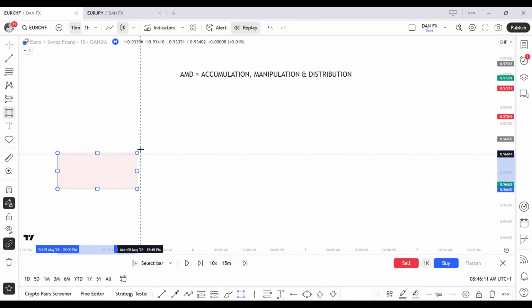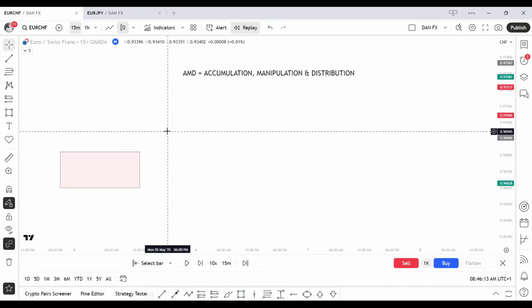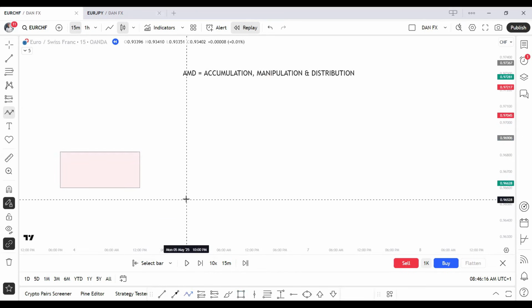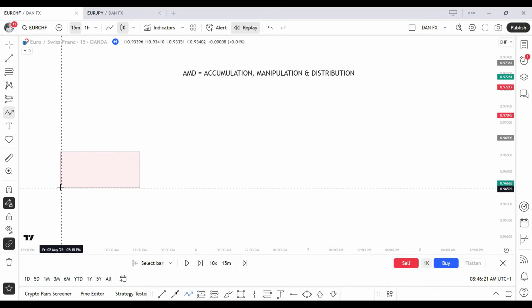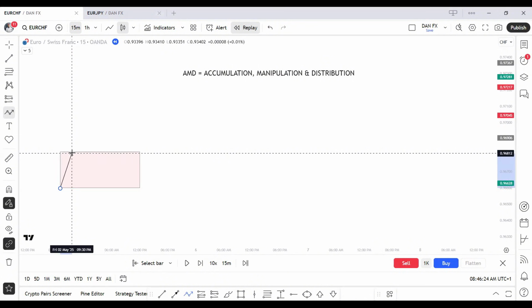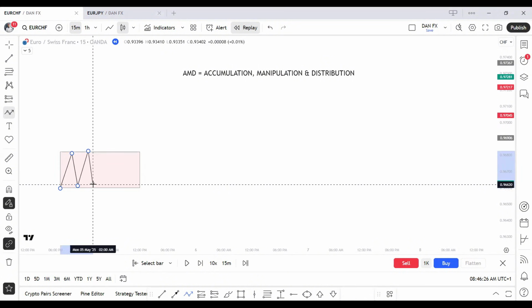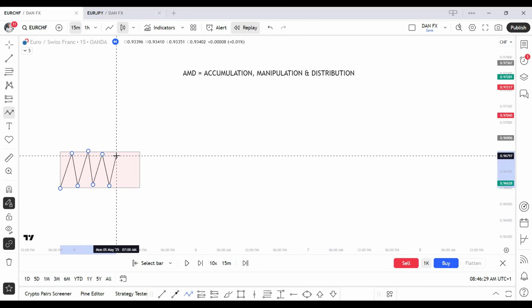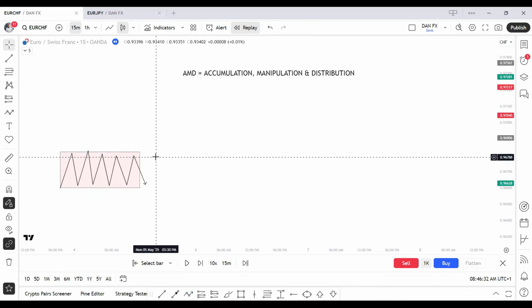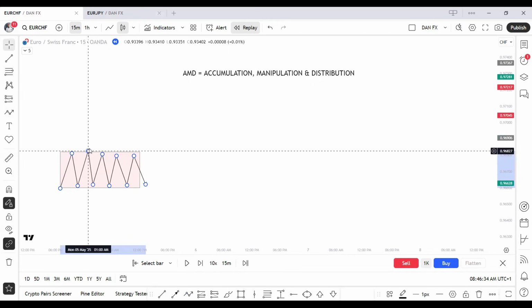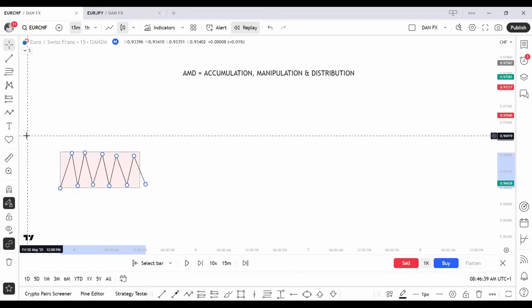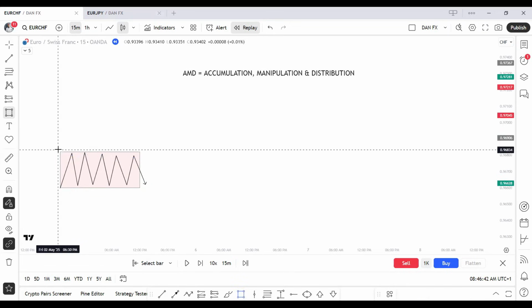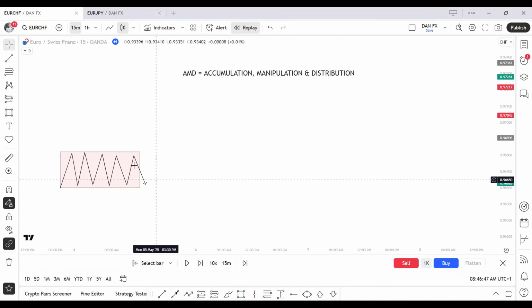The accumulation phase is basically the sideways consolidation that happens during Asian session. We have three sessions of the market: Asian session, London session, and New York session. The accumulation usually happens during Asian session. You're going to see market makers accumulating contracts inside this range. It's called accumulation because they're accumulating contracts, accumulating orders. People are going to be buying and selling inside this range, right? You're going to have sellers selling at this resistance here, buyers buying at the support level down here. And that's how they create the orders.